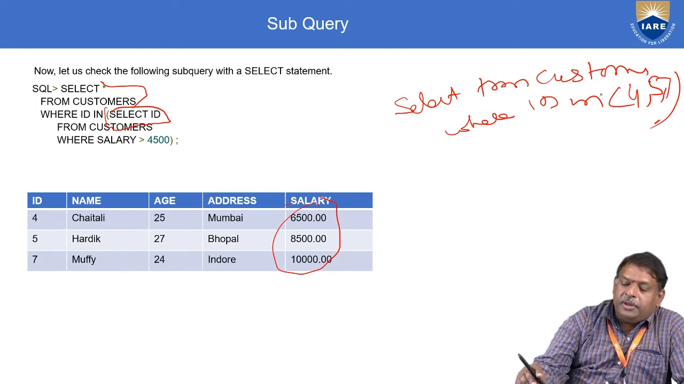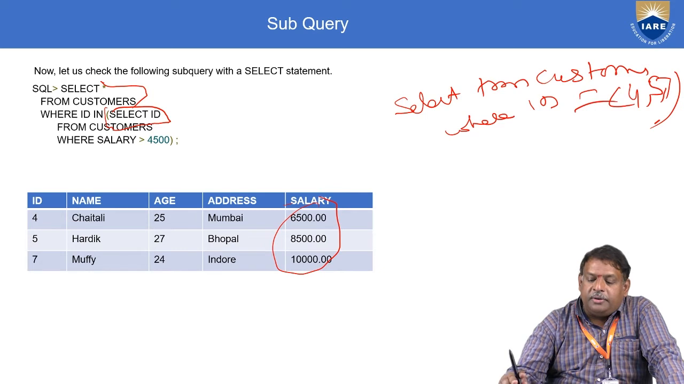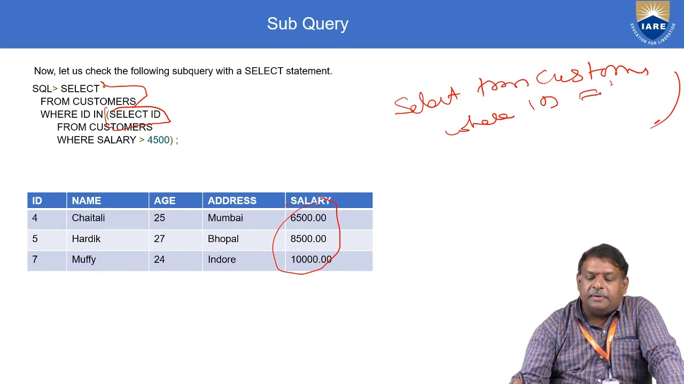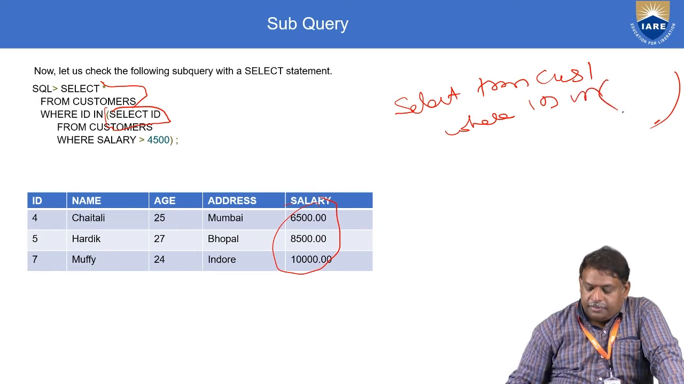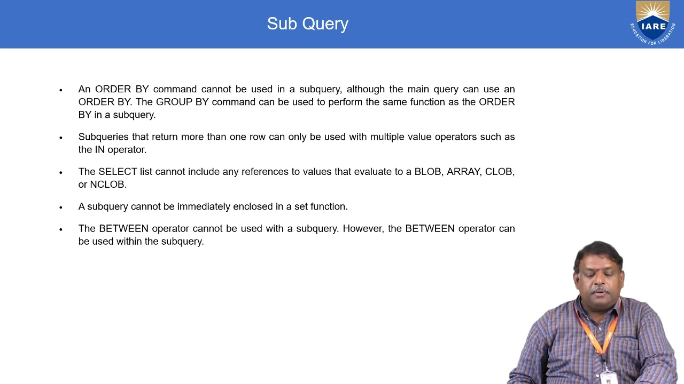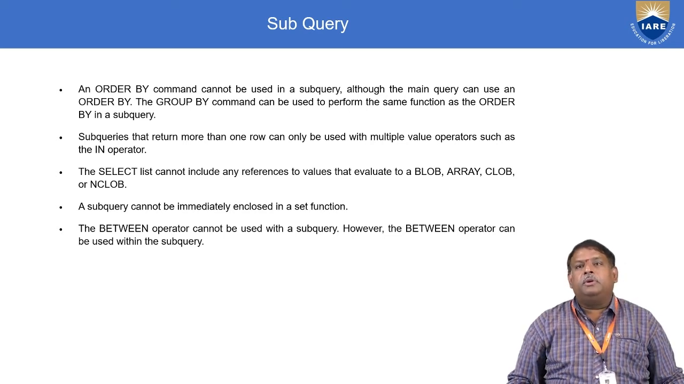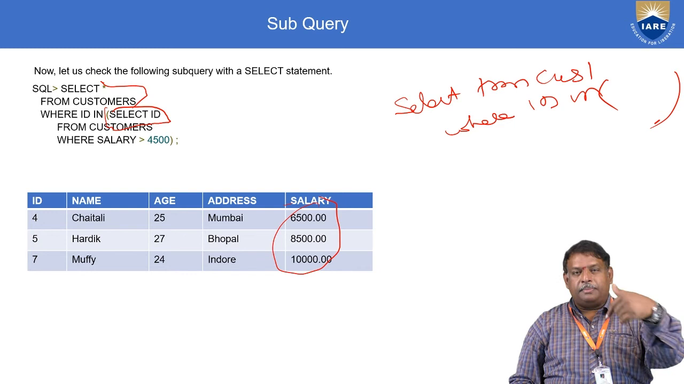Or if you remove this in and try to keep is equal to, you will get an error saying expecting more than one record. So if you are expecting only one record, just say is equal to directly 7. But if you are expecting more than one record, you should not use the is equal to operator. You have to use the in operator as per this statement. See, the subqueries that return more than one row can be used with multiple value operators such as the in operator. Okay, this is the simple select statement using the subquery.